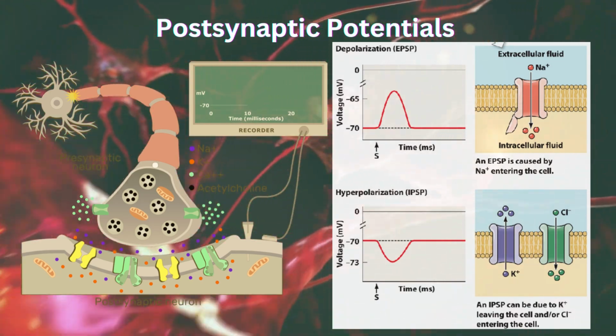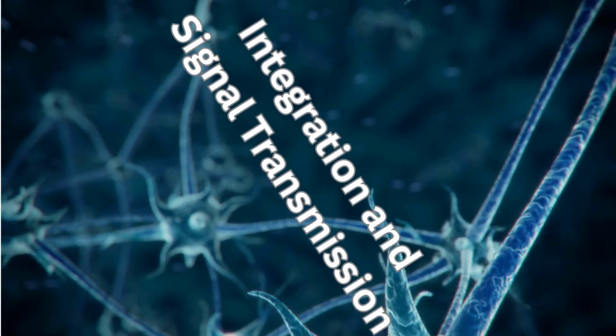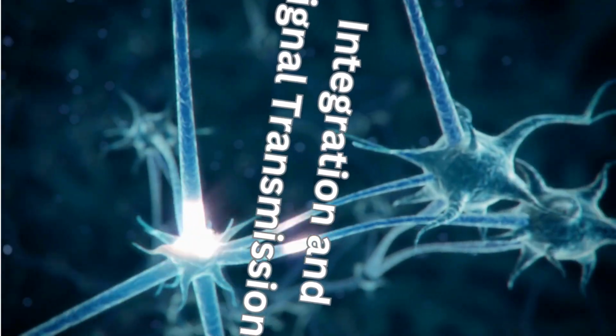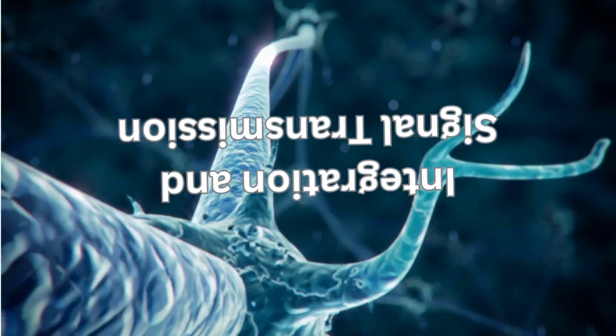The postsynaptic neuron integrates the information from multiple synapses to determine whether it should generate its own action potential, continuing the transmission of the signal.